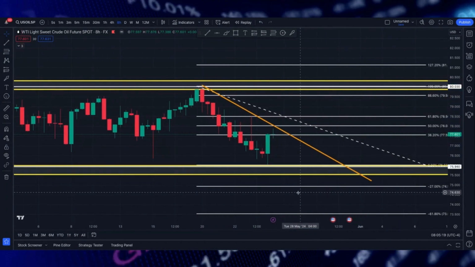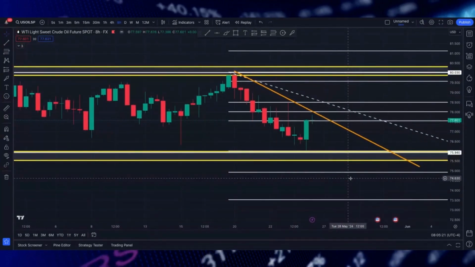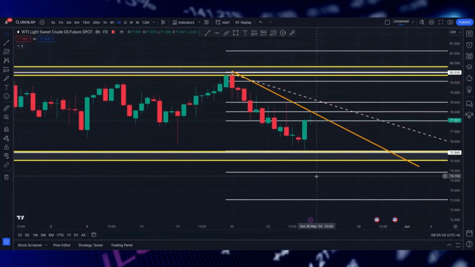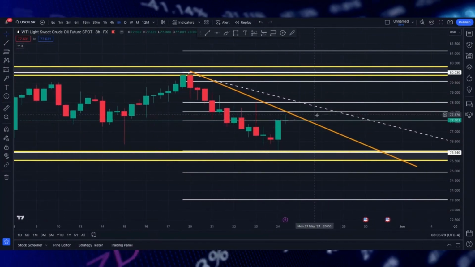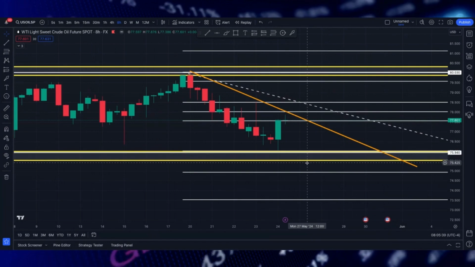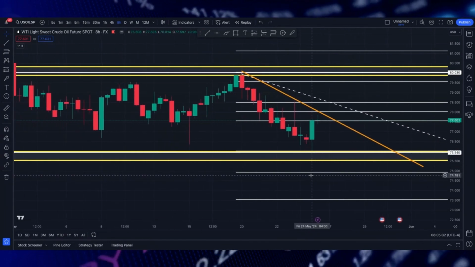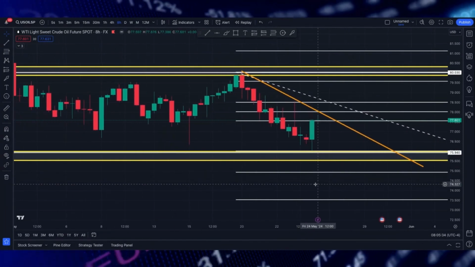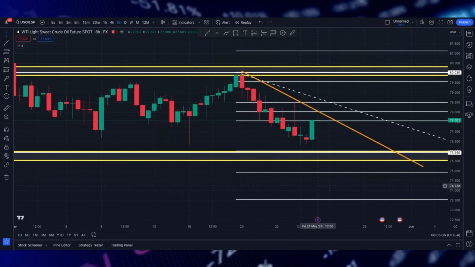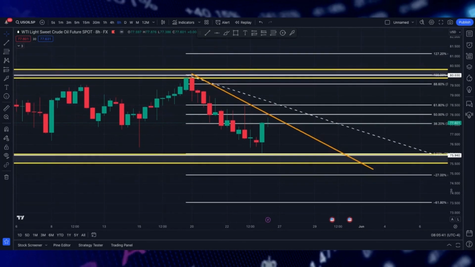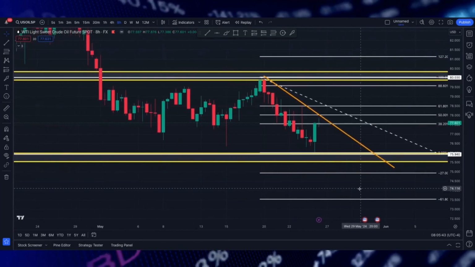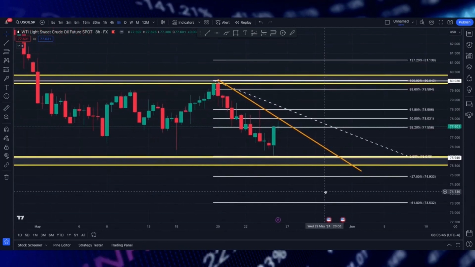So again, just a visual for you to see that we are in this bearish channel. So we are going to need price obviously to close above this fib level, which is about the $78 mark. And again, just a reminder that I'm using the light sweet crude oil futures chart in case you want to follow along, because we do have many futures traders in our group as well. So I like to change it up. So this is the futures chart.